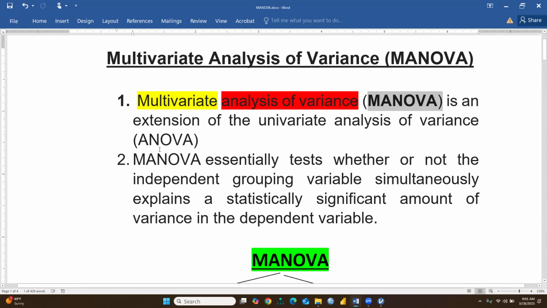So we will check this interaction effect during this analysis, whether these two independent variables together, how they are influencing the dependent variable and up to what extent they are explaining.